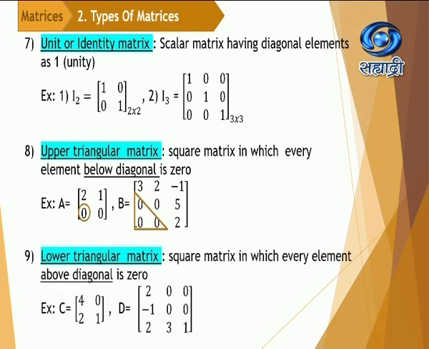Next is lower triangular matrix. Since we know that for upper triangular, below diagonal entries are 0, for lower triangular the elements above the diagonal are zeros. Here are the examples. C is 4, 0, 2, 1. D: 2, 0, 0, minus 1, 0, 0. Then the third row is 2, 3, 1.